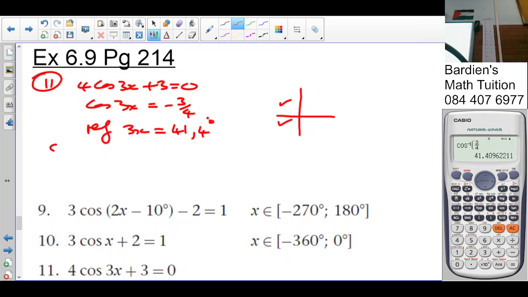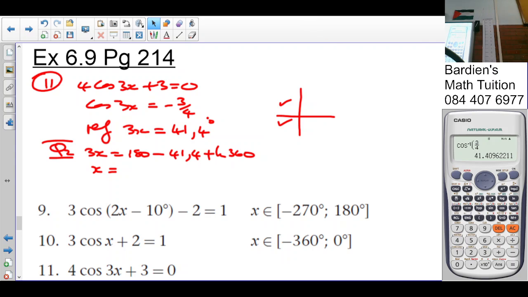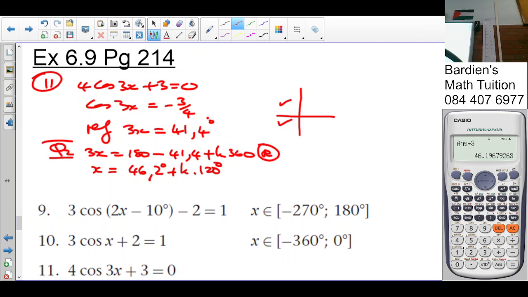So how do we get into quadrant 2? So it's 3x is equal to 180 minus 41,4 plus k times 360. So you say 180 minus that angle. Then we divide it by 3. You get 46,2 degrees plus k times 120. Right?